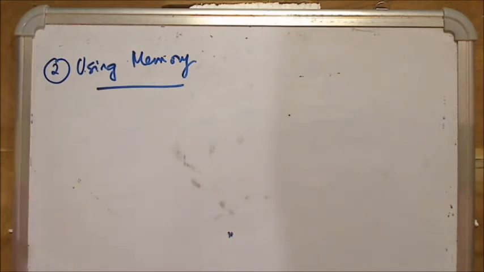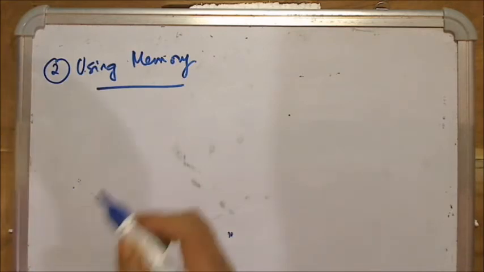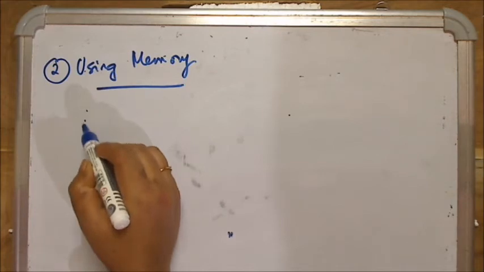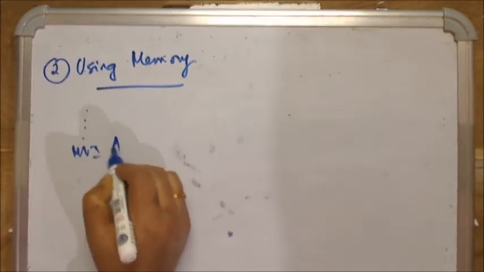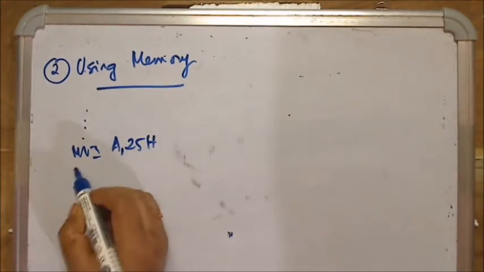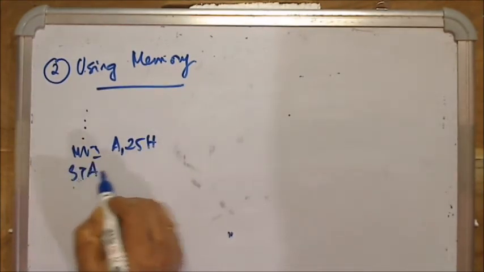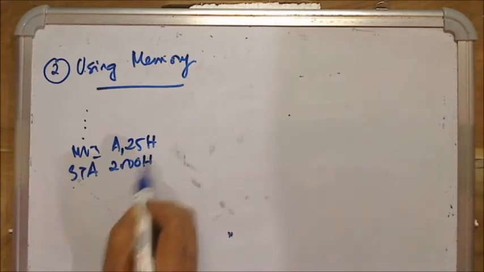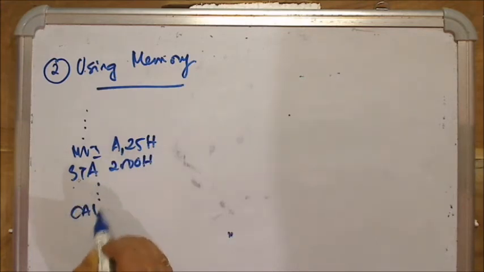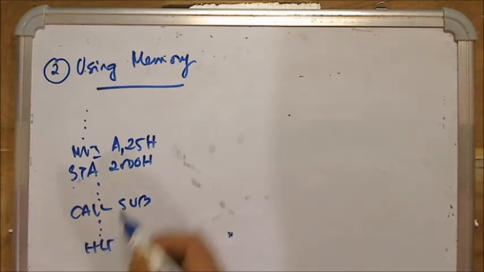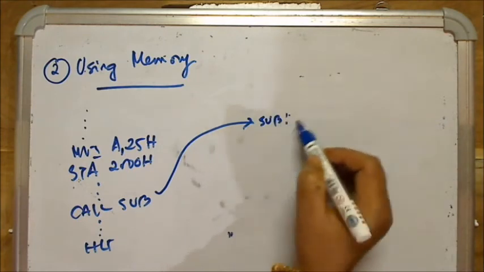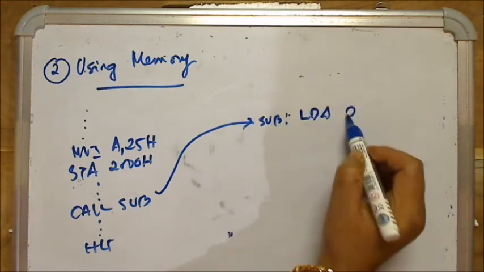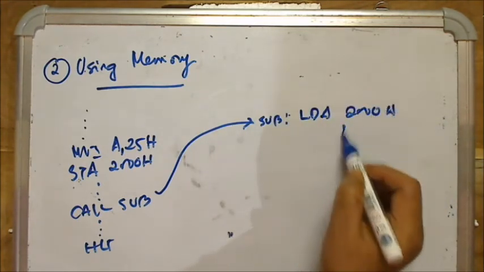Now the second method is using memory. This is your main program. I have written MVI A, 25H. Then I have stored A at 1000. Then I have called the subroutine. After calling the subroutine, it will go to the subroutine. Here LDA 1000H.